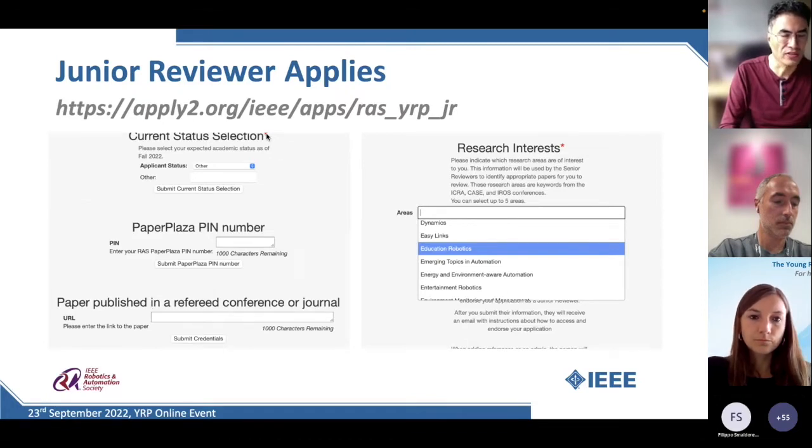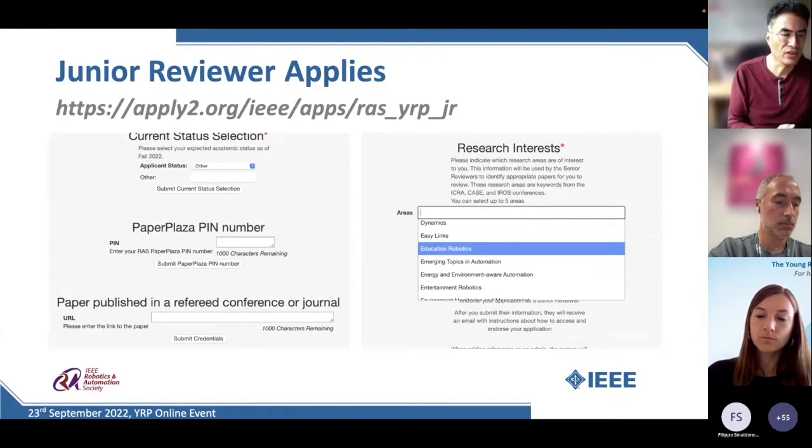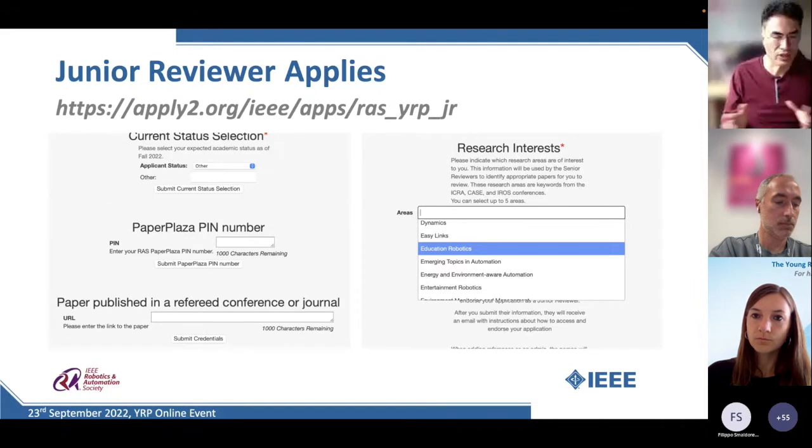Whatever has this star over here is a required field. The other fields are desired. Here you can provide up to 5 keywords. You will be able to type your keywords and find those relevant keywords from IEEE RAS conferences. And this is going to make it easier for senior reviewers to find you when they are trying to find someone to work with.